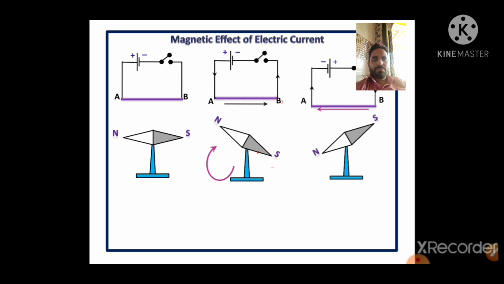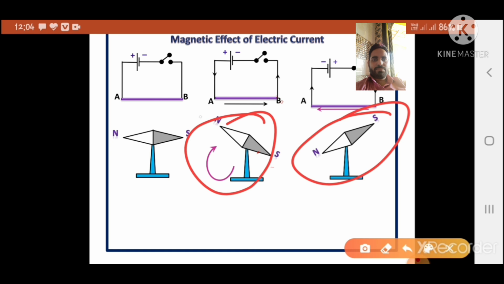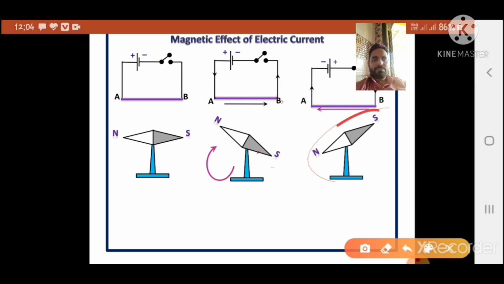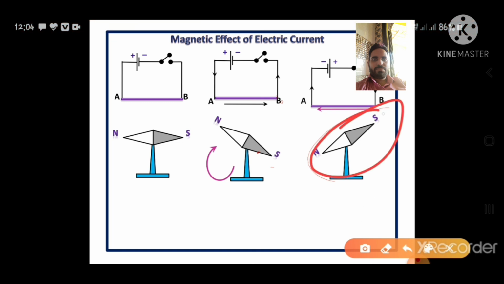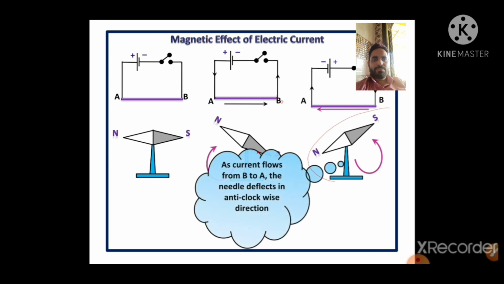So how is the needle going to deflect? In this case the needle has been deflected to another position. You can see in the earlier case the needle was deflected where the north is upward and the south is downward. Now in this case the needle has deflected in such a way that the south is upward and the north is downward. So what does this indicate? This indicates that the direction of the magnetic needle's deflection also gets reversed. That means initially it was clockwise, now it is anti-clockwise. As the current flows from B to A, the needle deflects in an anti-clockwise direction.